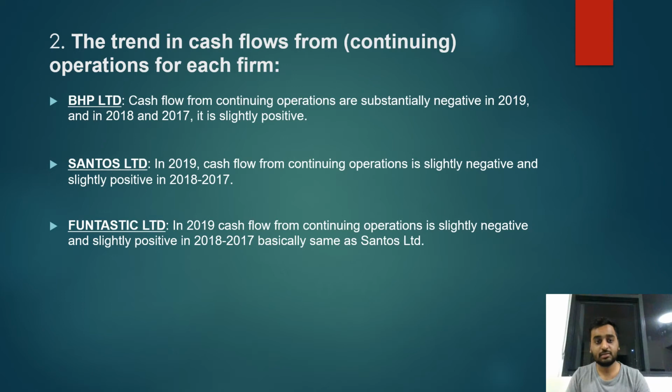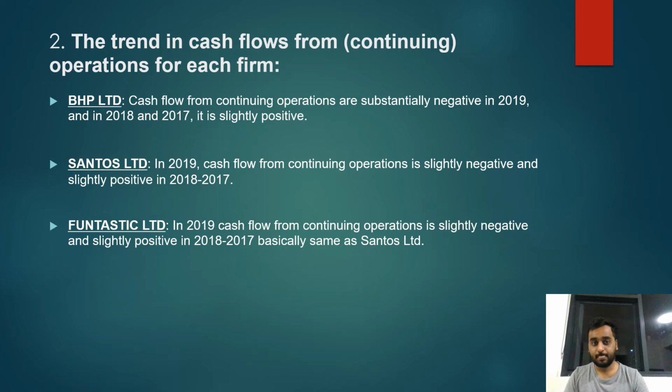As we can see in Santos Limited in 2019, the cash flow from continuing operations is slightly negative and slightly positive in 2018 and 17. So it will be good for Santos Limited. In Fantastic Limited in 2019, cash flow from continuing operations is slightly negative and slightly positive in 2018 and 17, basically the same as Santos.